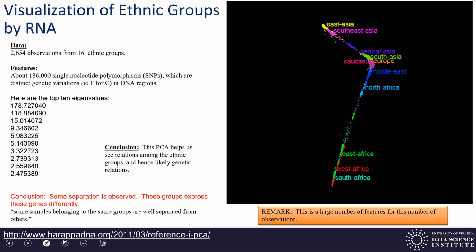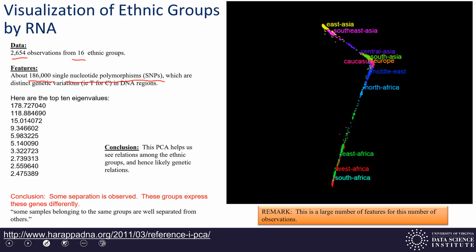So here's another use of principal components. This is a visualization of ethnic groups based on genetic data. We have 2,654 observations from 16 ethnic groups. The features here are about 186,000 single nucleotide polymorphisms, genetic variations that can be detected. So we have 186,000 feature variables, a really high dimension. We're in 186,000 dimensional space.